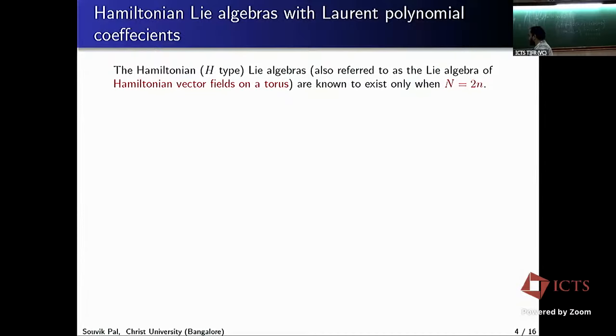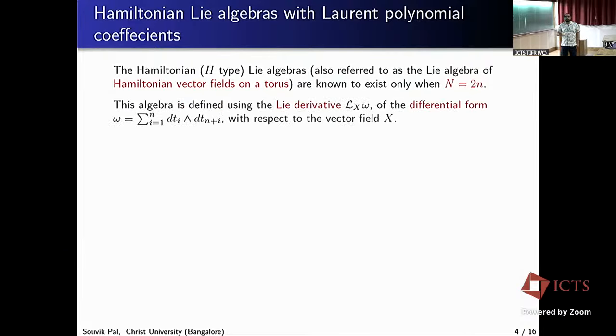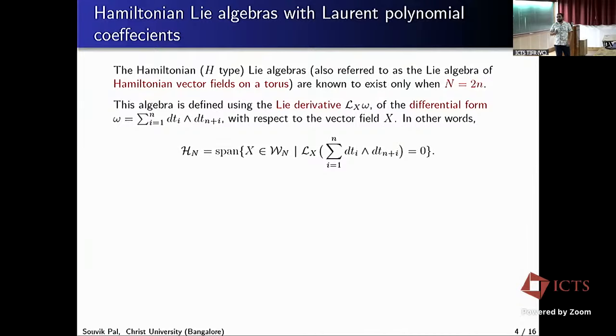Today I will be working with the Hamiltonian type Lie algebras. Obviously, being of Hamiltonian type, they are known to exist only in even dimension, and they are defined using the Lie derivative with respect to a differential form, the symplectic 2-form. The definition is the vanishing of this form under the derivative. This is the Hamiltonian Lie algebra. This is the geometric description, but one can also give a nice algebraic description of this Hamiltonian Lie algebra.